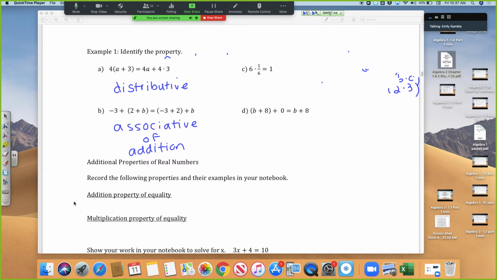In C, we are multiplying 6 times 1/6, and that equals 1. Looking at the different examples I have here, that would be considered the multiplicative inverse property. And then the last one, we have b plus 8 plus 0 equals b plus 8. So I can see that we are taking b plus 8 and adding 0 to it, and it stays identically the same. That would be the identity property of addition.